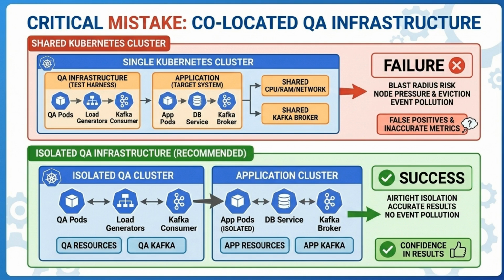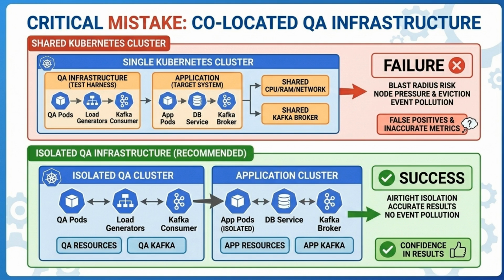However, a critical mistake often made is collocating this QA infrastructure within the same Kubernetes cluster as the application being tested. From a systems engineering perspective, this is a major reliability risk. First, consider the blast radius. Integration testing often involves generating massive gRPC loads or querying Kafka topics at high frequency. If these QA services reside in the same cluster, they compete for the same CPU cycles and network bandwidth as the application. Without airtight resource quotas, a spike in your QA logic can trigger node pressure and evict critical application pods, leading to false positives in your test results.